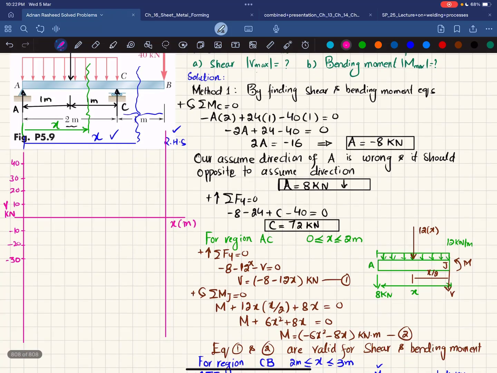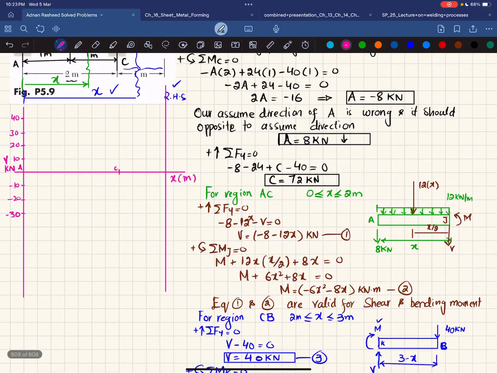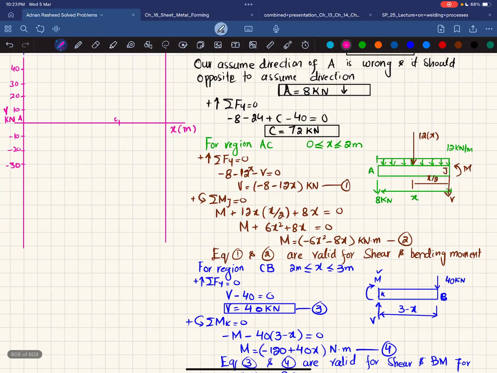Okay, starting with region AC. This is your C point, and this is your A point. Okay, starting at point A. So you can see if you put x is equal to 0 in equation 1, this term will be 0. So it will give you V is equal to minus 8 kilonewton.